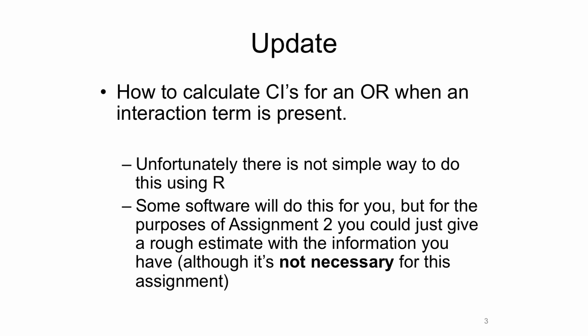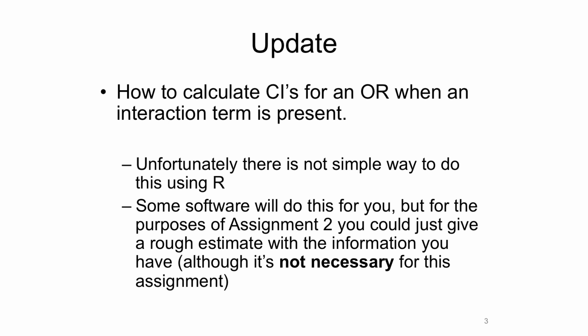In this tutorial, we'll again go over how to calculate odds ratios by hand when you have an interaction term in your model. But unfortunately, there is no simple way to calculate 95% confidence intervals for odds ratios in R or by hand when an interaction term is present in your model. So for assignment 2, you are not expected to include 95% confidence intervals for strata-specific odds ratios if you decide to include one or more interaction terms in your model.